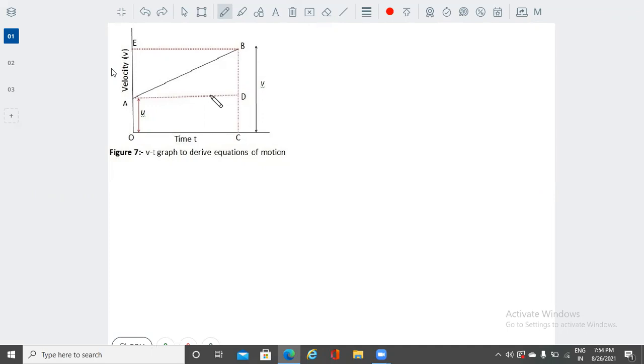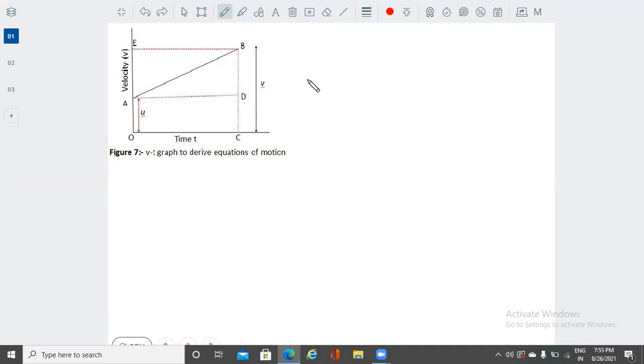So here you can see a graph. This is a graph through which we are going to derive all three equations. I have chosen some values. You can choose your own values, but let us do it with these values. We are going to derive the equations of motion by the graphical method. First of all, let us see all three equations.